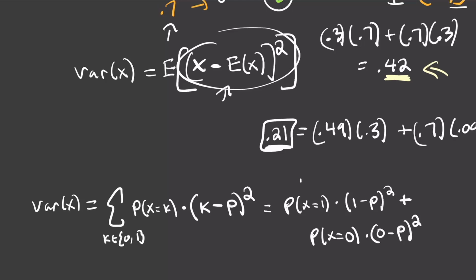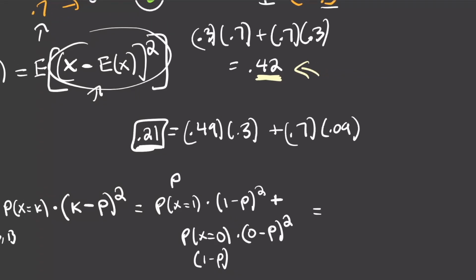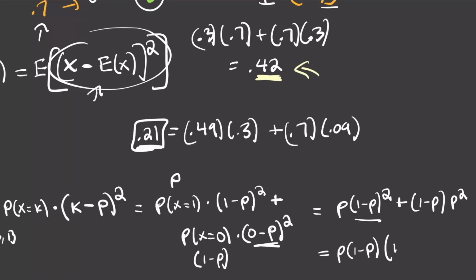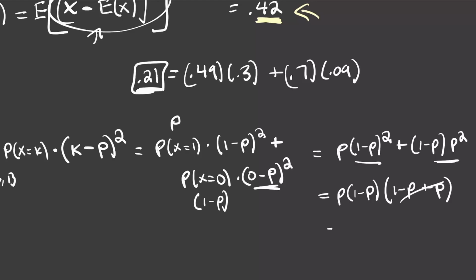The probability that x equals 1 was equal to p, and the probability that x equals 0 was equal to 1 minus p. So we get that this term over here is equal to p times (1 minus p) squared plus (1 minus p) times this right here, which is just going to be p squared. And then we can factor out a p times (1 minus p), and then for this term right here, we're just going to have 1 minus p, and for this term over here, we're just going to have p. So these are going to cancel right here, and we're going to get that the variance is just equal to p times (1 minus p). So this is the variance of x for a Bernoulli.